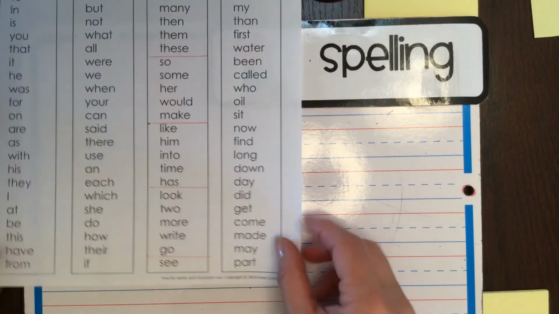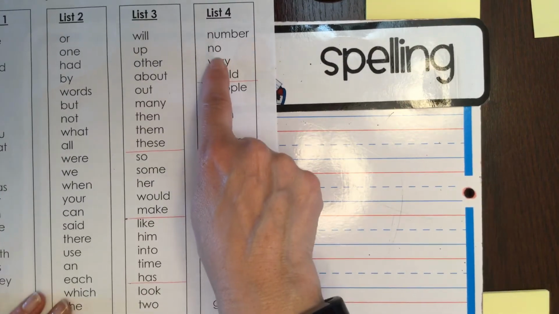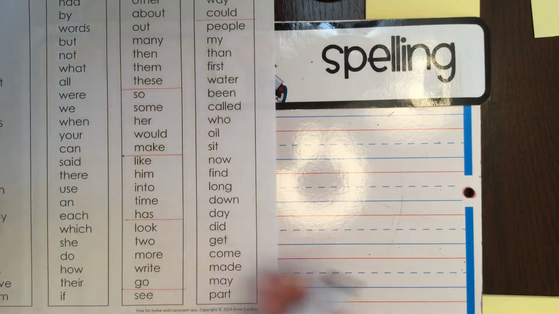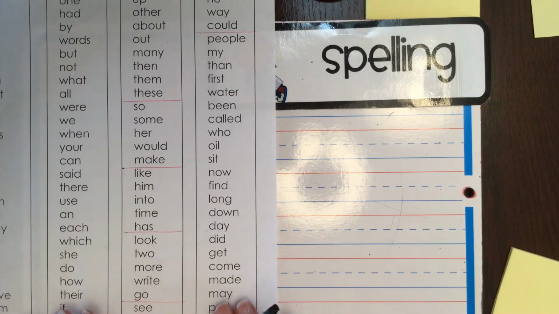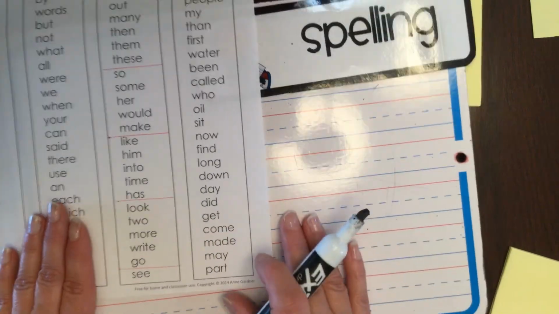from list number 3. And we're looking at the words see, then up here on list number 4, number, no, way, and could. So when you're writing them, remember we're going to write them very carefully the one time when we're writing them. And then today I suggest that you practice them using some fancy letters. Maybe some markers, maybe some swirls, maybe some bubbles.